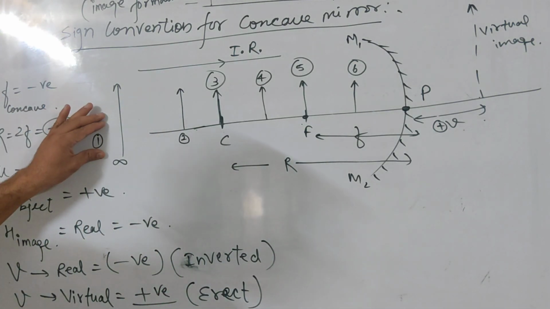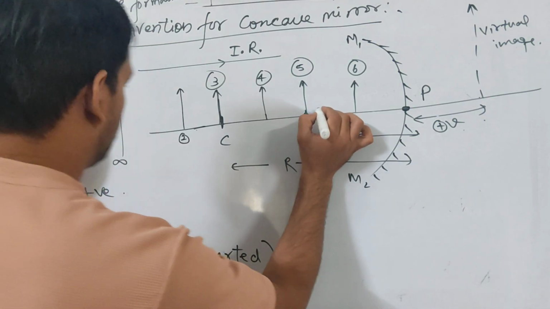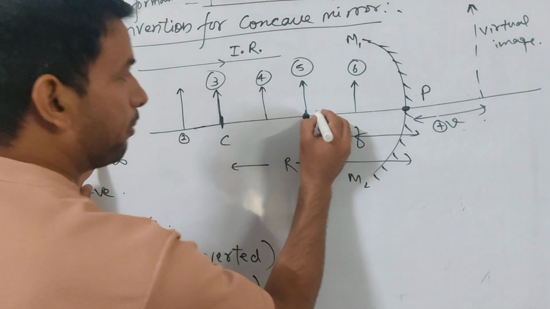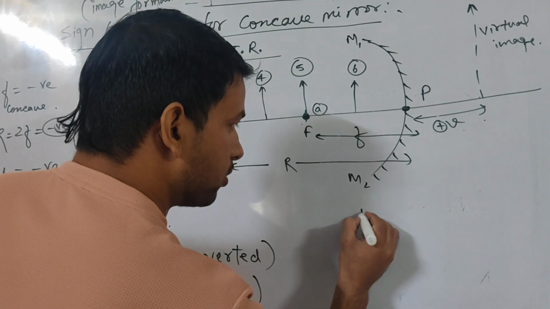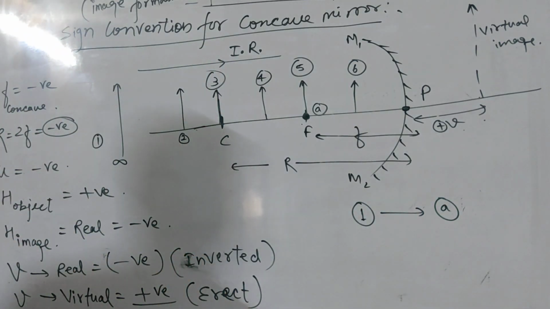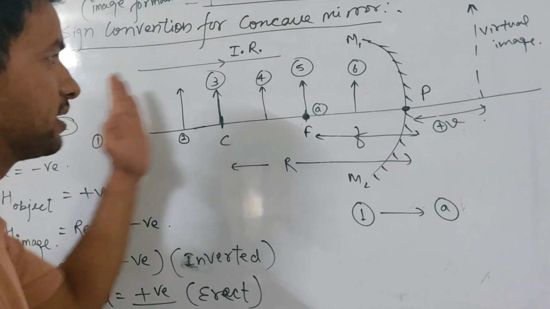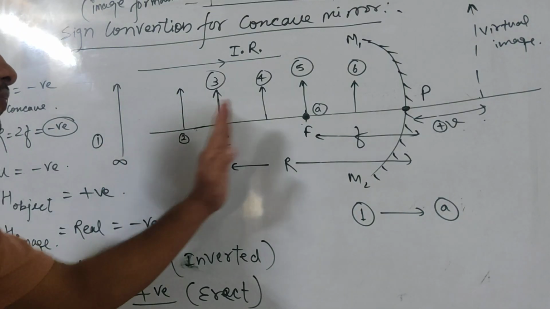When the object is at infinity, the image will form at focus. This one is an image. Here I have written first, I am writing here A. The first object's image will be formed at A, which is point size. If we move towards the pole, then the image will shift towards this direction till focus.